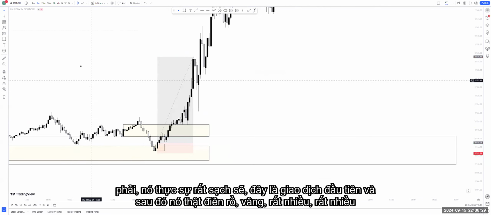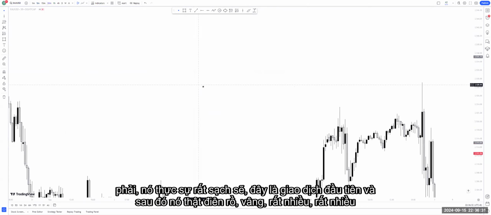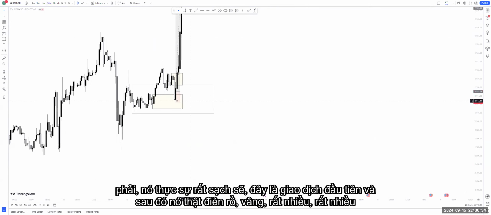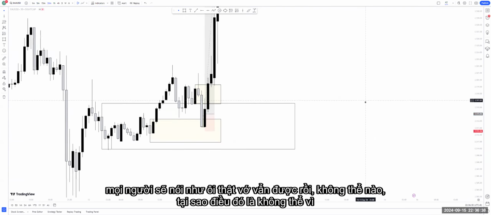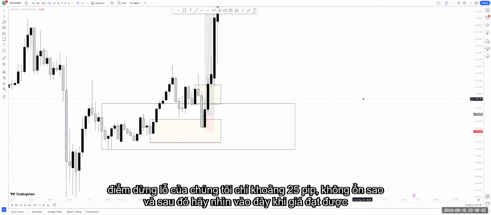This is the first trade. And then that it's insane. A lot of people are going to say, oh, it's bullshit. It's impossible. Why is it impossible? Since our stop loss is just like 25 pips, isn't it?